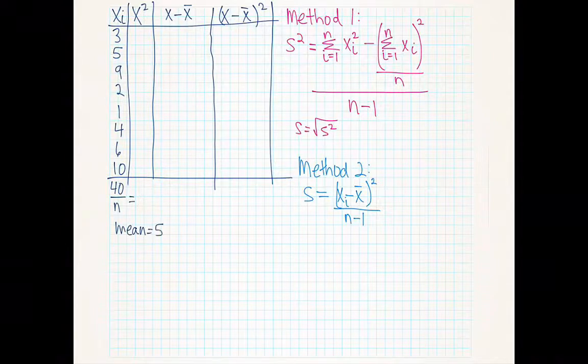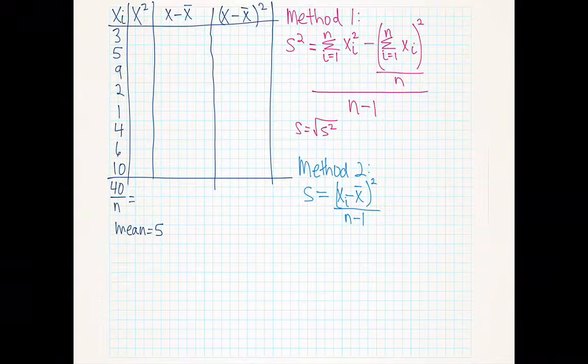So that's step 1. Now we have 2 methods of calculating the variance and standard deviation of a sample. I'm going to go through method 1 first, and that's how the textbook does it. And then I'll show you a simpler method, method 2, that I prefer to use.